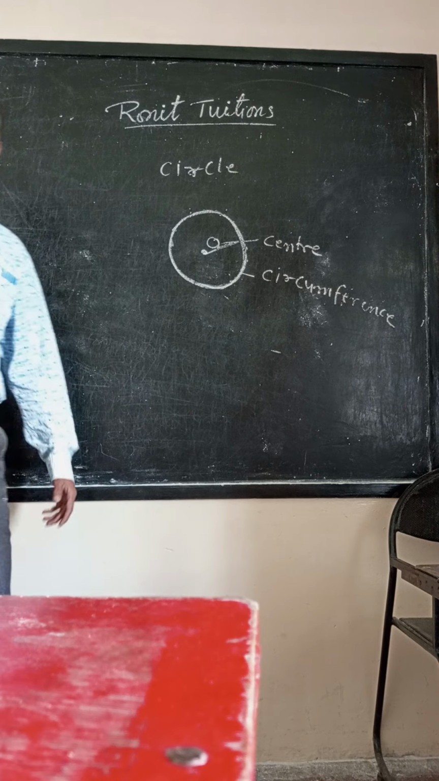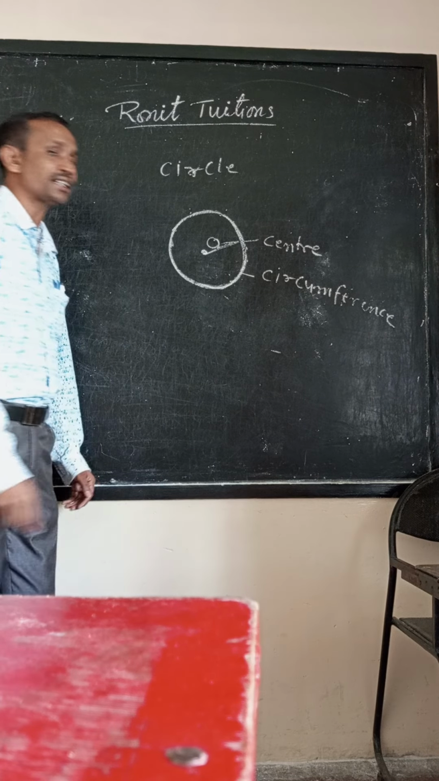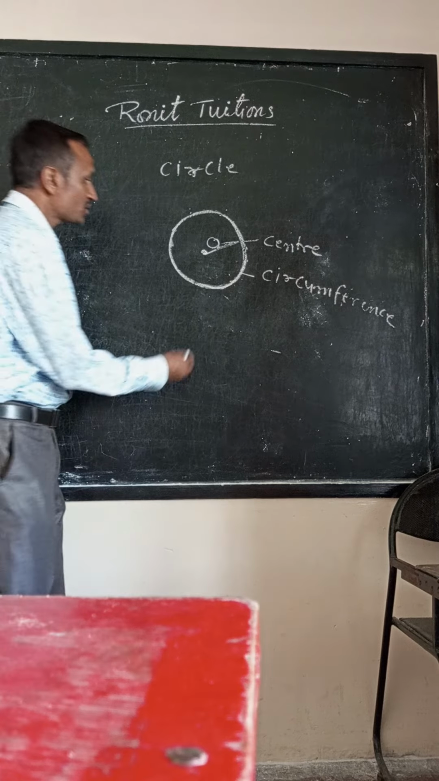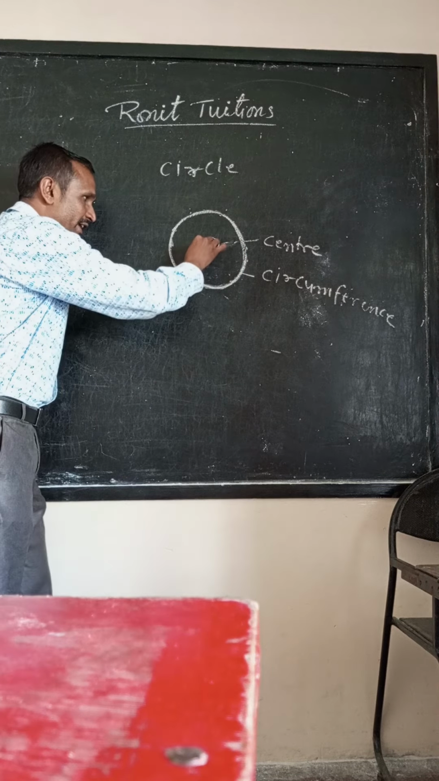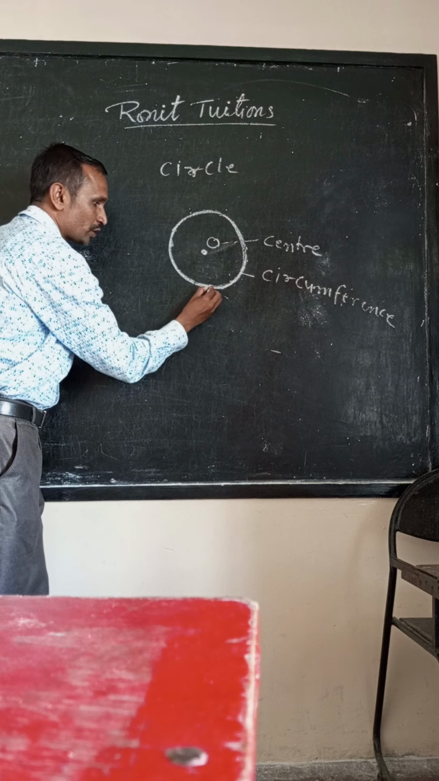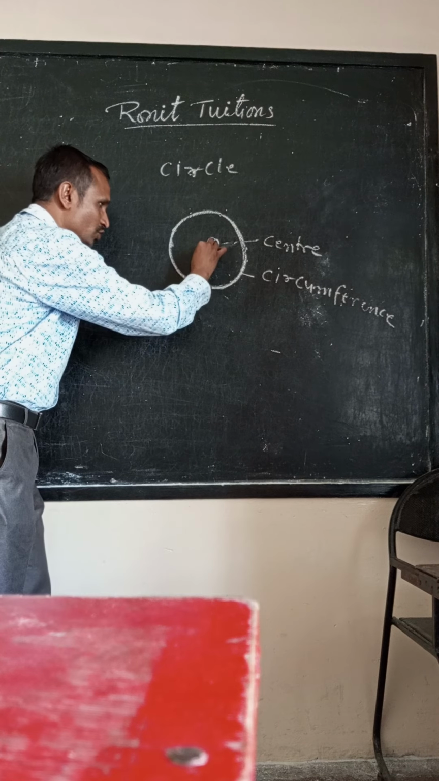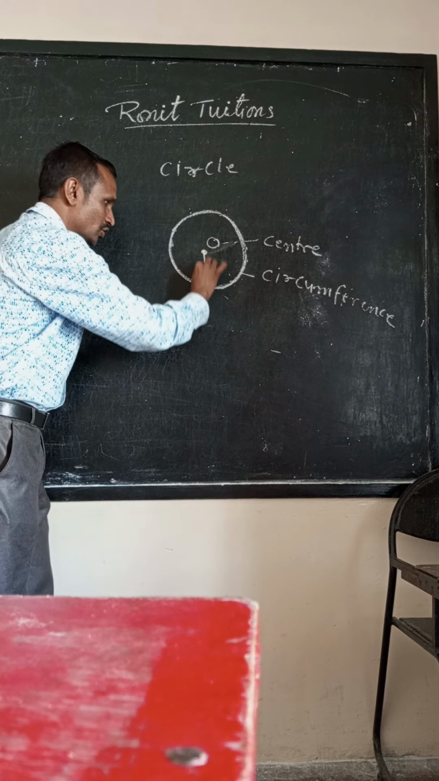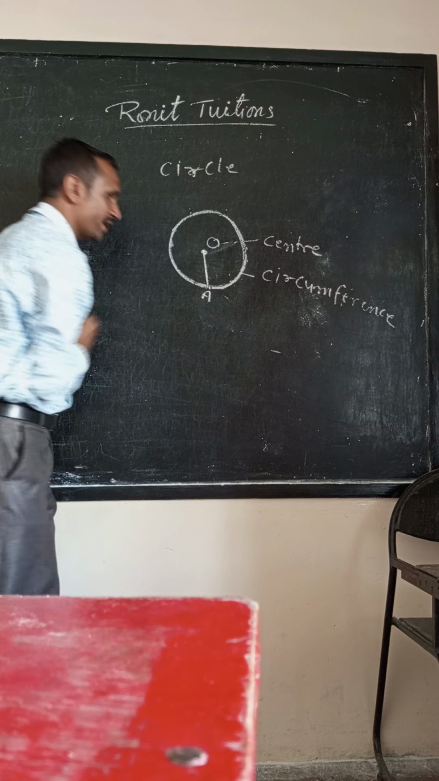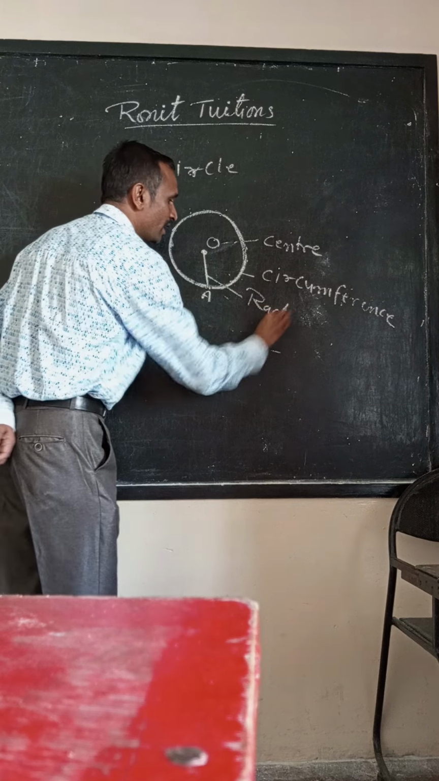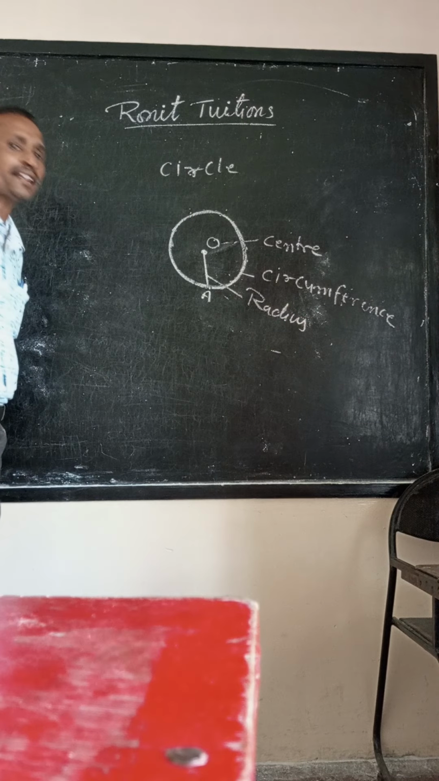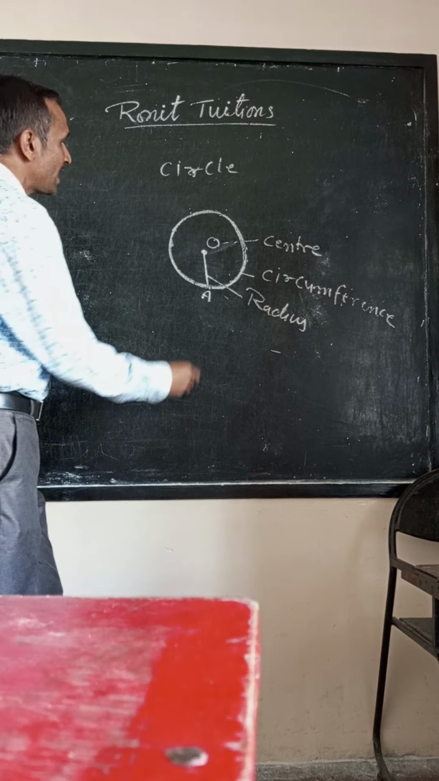Now other things are also there in the circle. What are the terms in the circle? Suppose I join from the center to the circumference, anywhere, like this, at a point A. Then this part is called the radius. There are infinite radii in the circle.